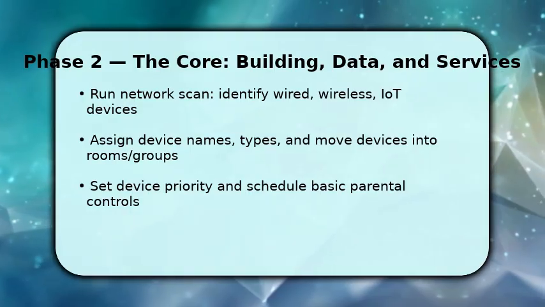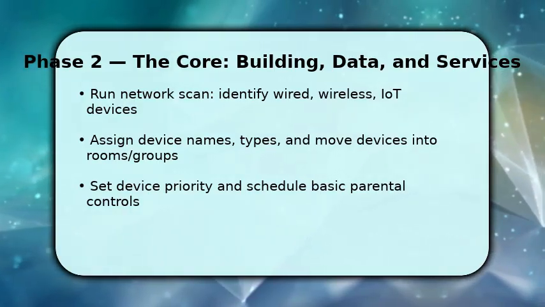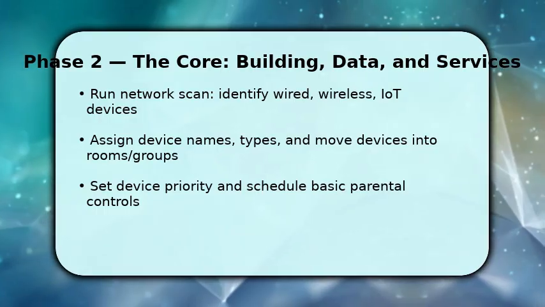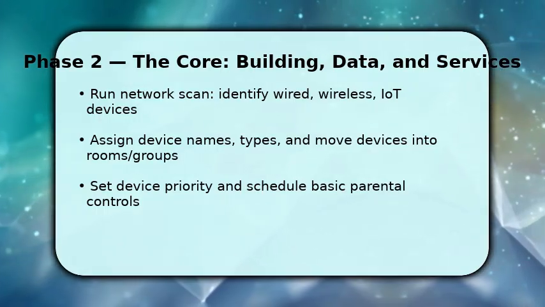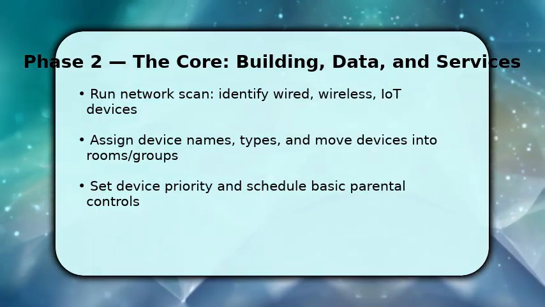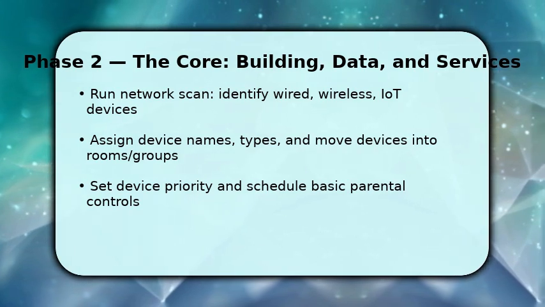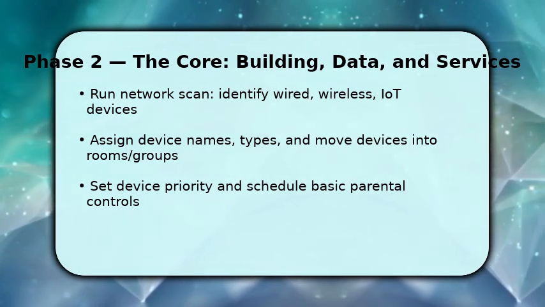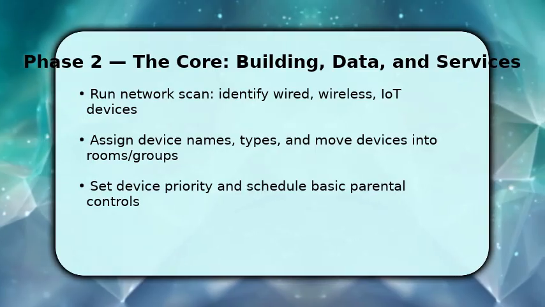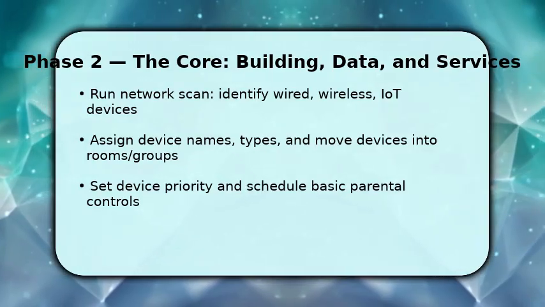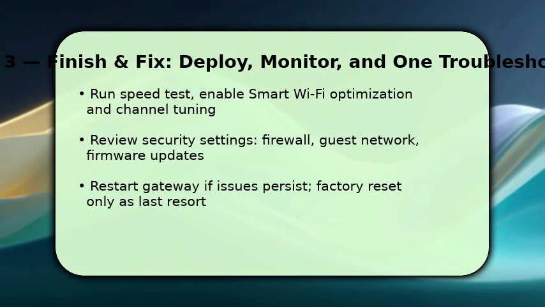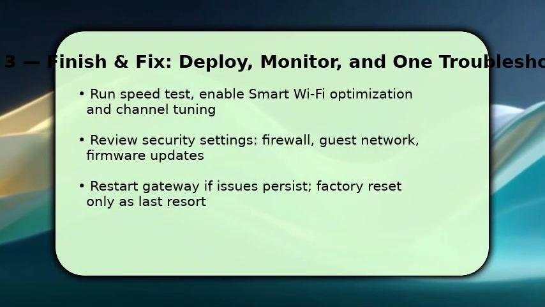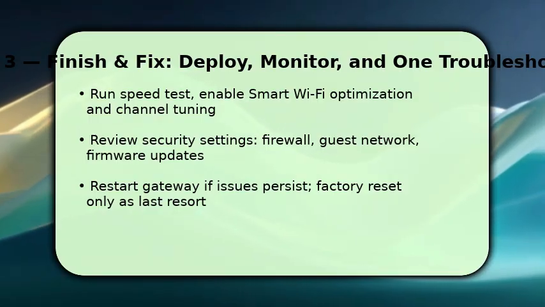Then configure device priority for bandwidth so streaming or work devices get precedence. Make schedules for family or guest access and enable basic parental controls where needed. These middle steps shape how your network behaves daily, so take time to verify each device and group assignment for accuracy. To finalize setup, run the built-in speed test and enable smart Wi-Fi optimization.